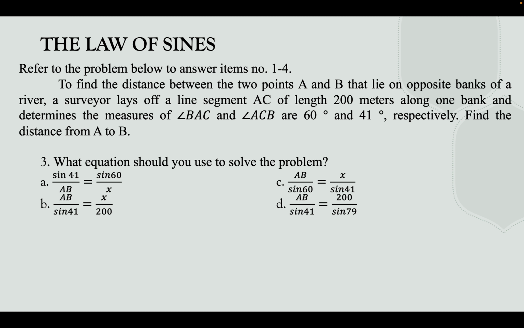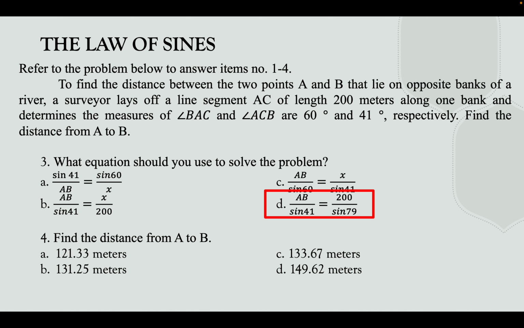Number 3, what equation should you use to solve the given problem? Since we need to find the distance from A to B, we will use AB, and then the opposite angle of that is sine 41 degrees, equals the present given values, 200 meters, and then the opposite angle of that is sine 79. So we have AB over sine 41 degrees equals 200 over sine 79 degrees.